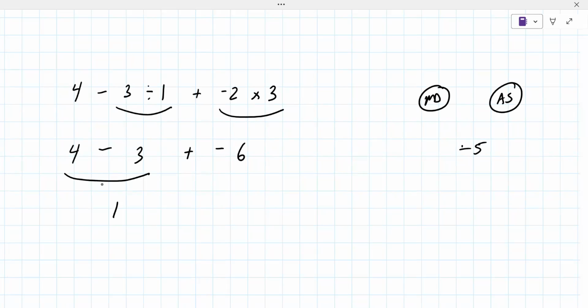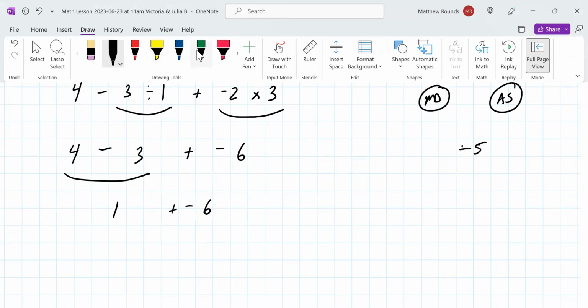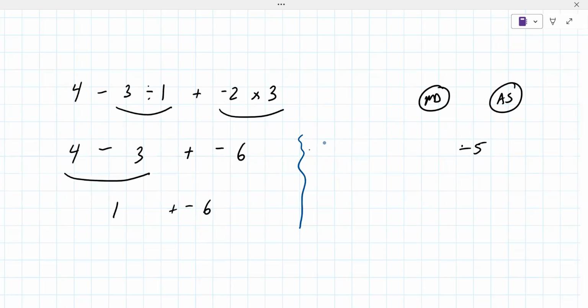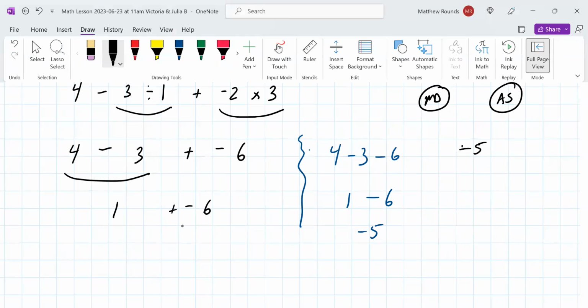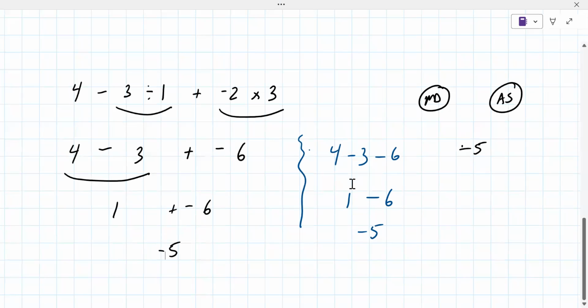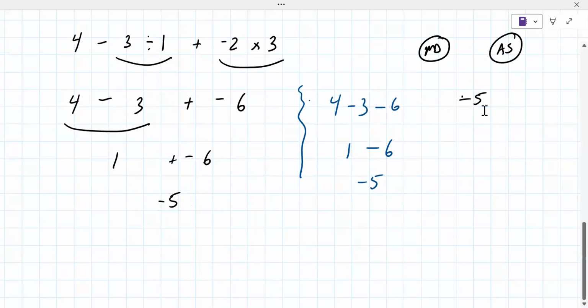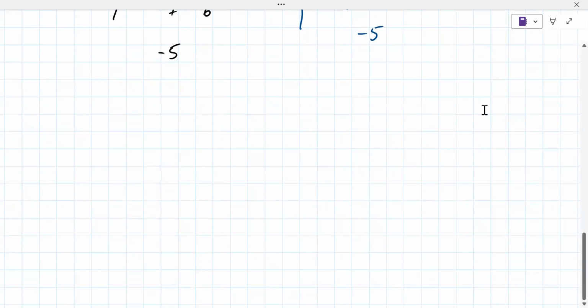4 minus 3 is 1 plus -6, or like I said, you could look at this as 4 minus 3 minus 6, which is 1 minus 6, which is -5. And like you said, your answer is -5 there. Good. So is it clear that you do multiplication and division before addition and subtraction? Yes. Okay, so we're building our order of operations. We're laying a great foundation here.